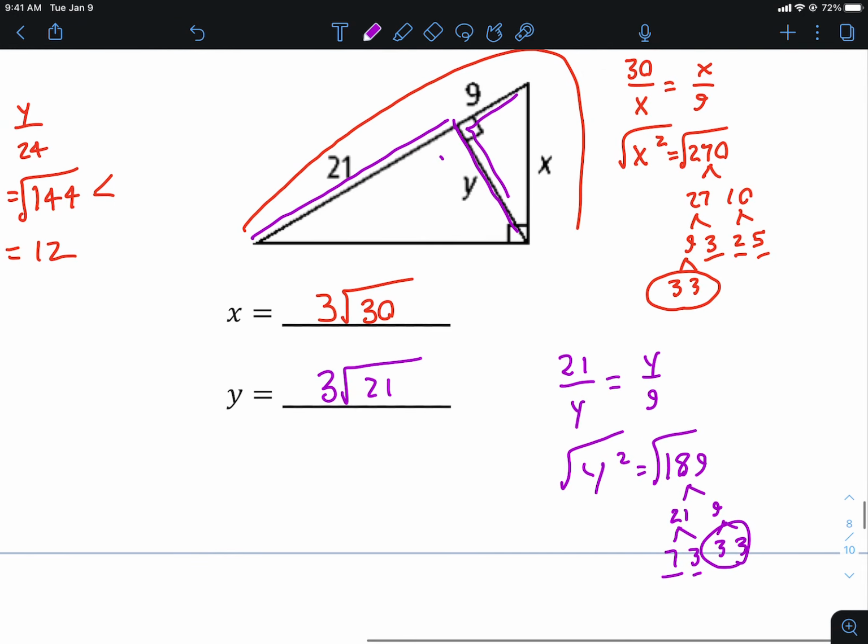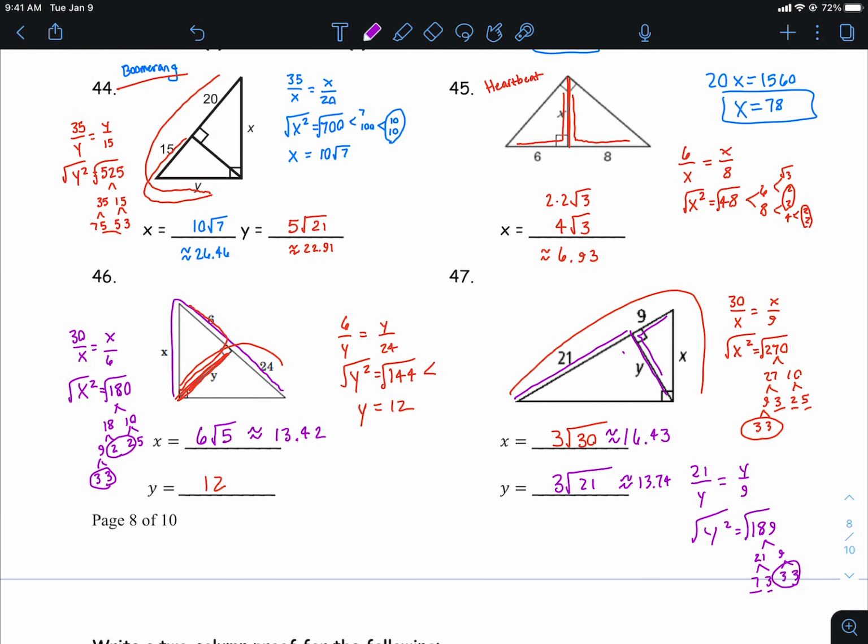And actually, I forgot to go back and get the decimals here on both of these, so let me go and do that. This one was 13.74. The square root of 270 is about 16.43. So if they ask for simplest radical form, your answer should have a radical.